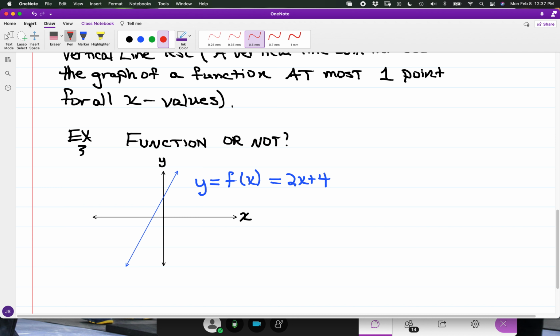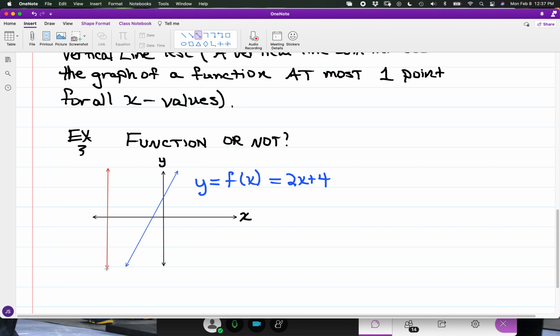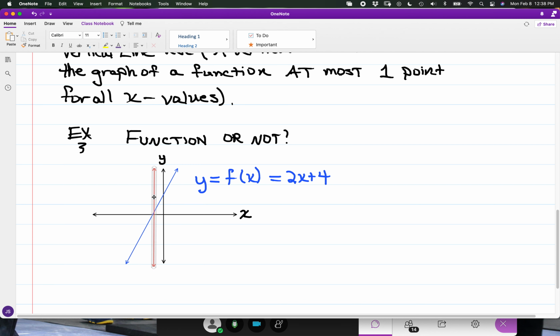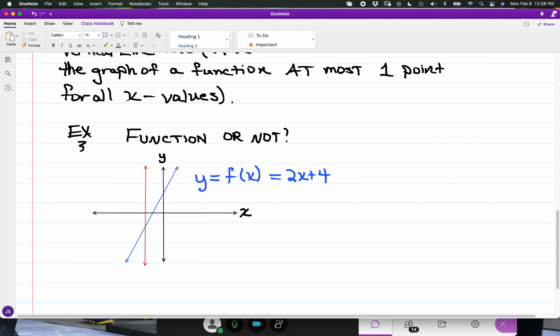And with the vertical line test, if I put in a vertical line and run it through the graph, from left to right, notice at each stage you have the intersection at most one point. So there's no x value where the vertical line and the graph of y is equal to 2x plus 4 meet at two or more points. So you have at most one point. So this is going to be a case of what we have with a function.